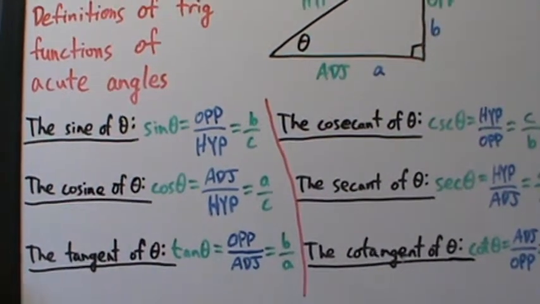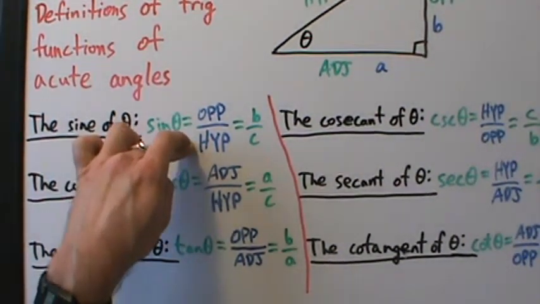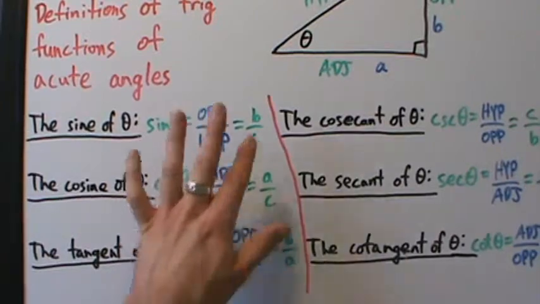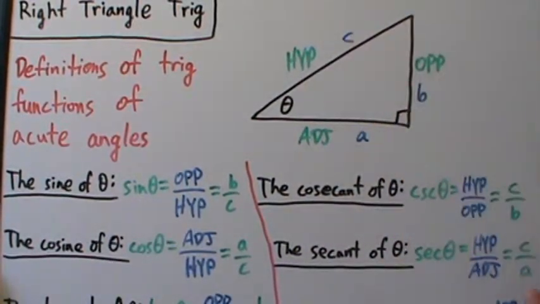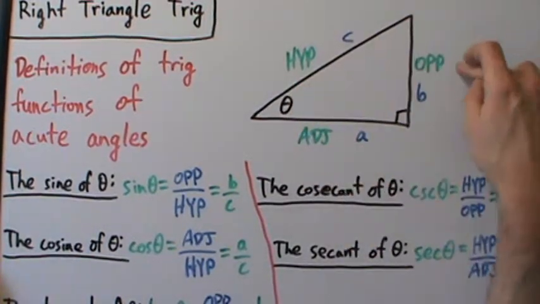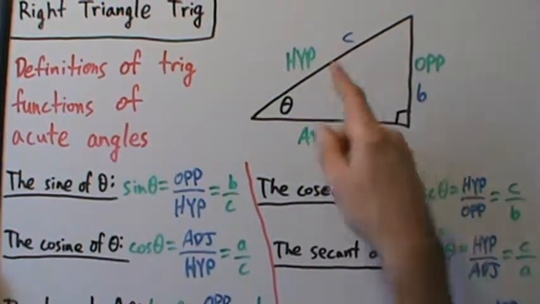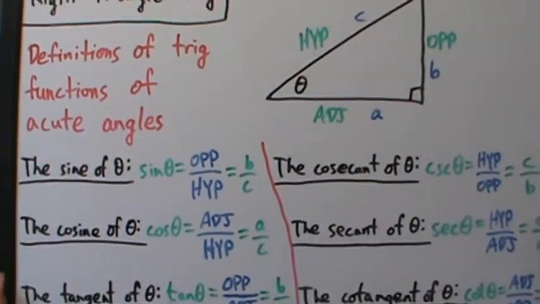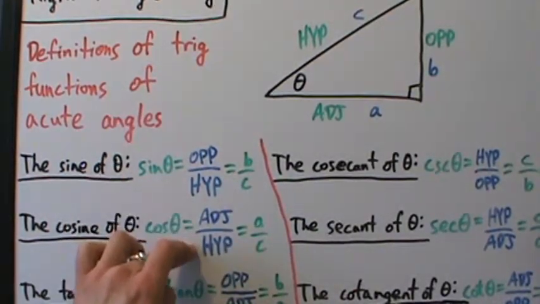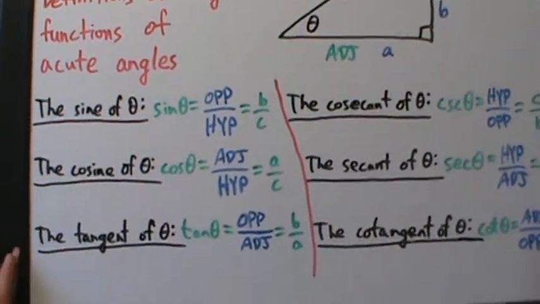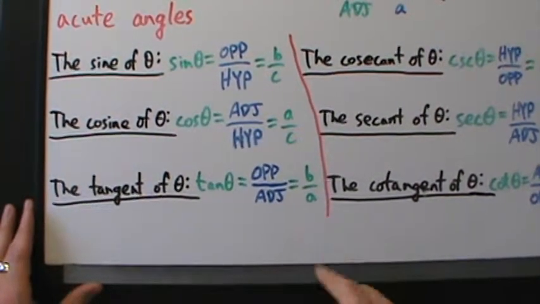Anyway, I just want to point out that the sine of theta is always opposite over hypotenuse. But for this particular triangle, it's B over C, because that's just how we chose to label it, A, B, and C. But since theta is over here, this is always the opposite side, this is always the adjacent side, and that's always the hypotenuse, no matter where theta is. So sine of theta is always opposite over hypotenuse, cosine is always adjacent over hypotenuse, tangent is always opposite over adjacent. There's a mnemonic device that people use to remember that.